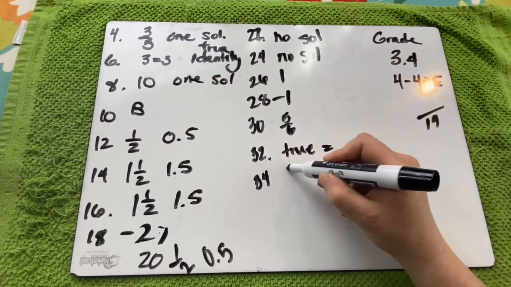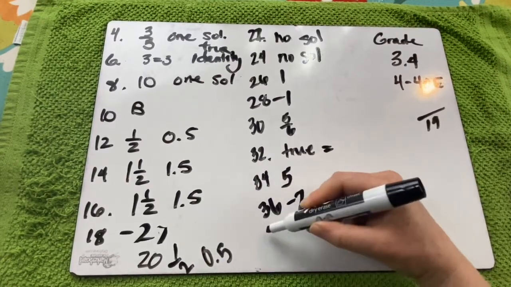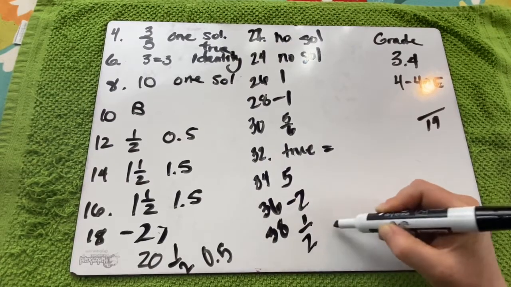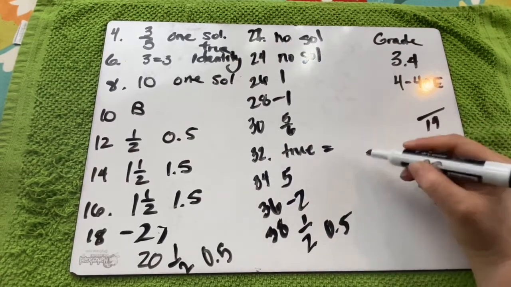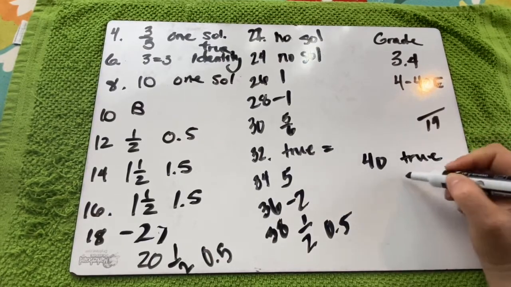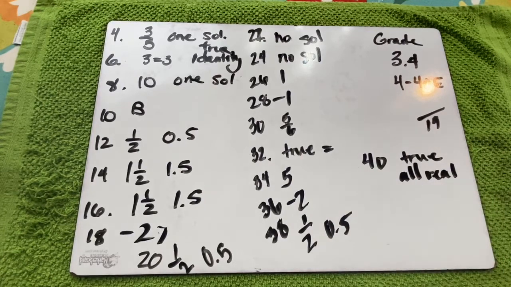34 is 5. 36 is -2. 38 is 1/2, or 0.5. And then 40 is true, or they're all real. Okay, so out of 19, how many did you get wrong?